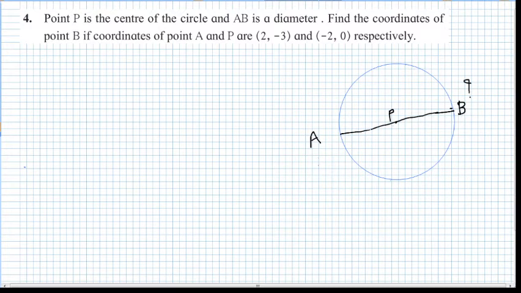The coordinates of point A and P are (2, -3) and (-2, 0). So what are the coordinates of A? (2, -3). What are the coordinates for B? P's coordinates are given, not B's. I'm sorry, what are the coordinates of P? It is (-2, 0). B's coordinates we have to find. So we want to find out the coordinates of B.